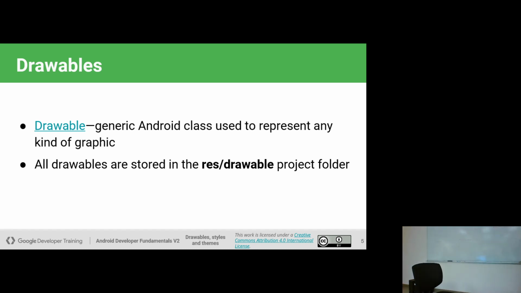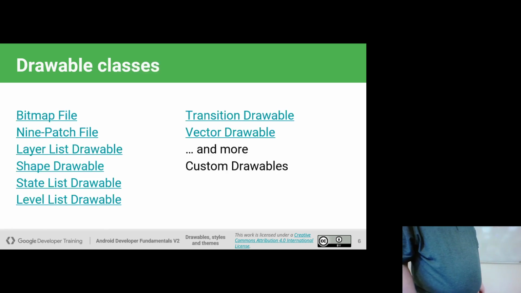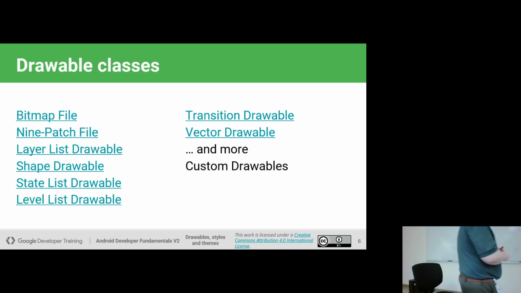All of these resources will be stored under the Drawable folder, the resource Drawable folder. Some of these will be XML files and some of these will be image files. Okay, the large majority of what we're talking about today is actually XML files. But there is some more stuff to touch with PNGs and such. So different kinds of drawables that we can use.